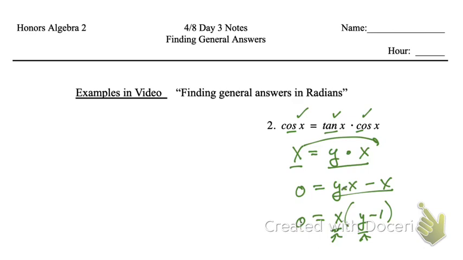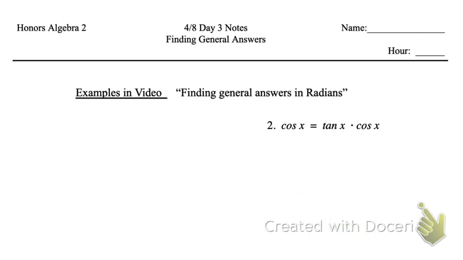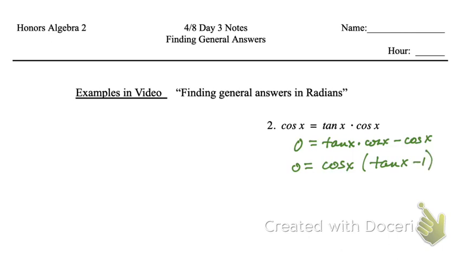We're going to do the same thing with this tangent and cosine in this problem. We are going to subtract our cosine over so that we have it equal to 0. And then we're going to factor it out. And that has gotten our tangent and our cosine away from each other. You can think of it that way.